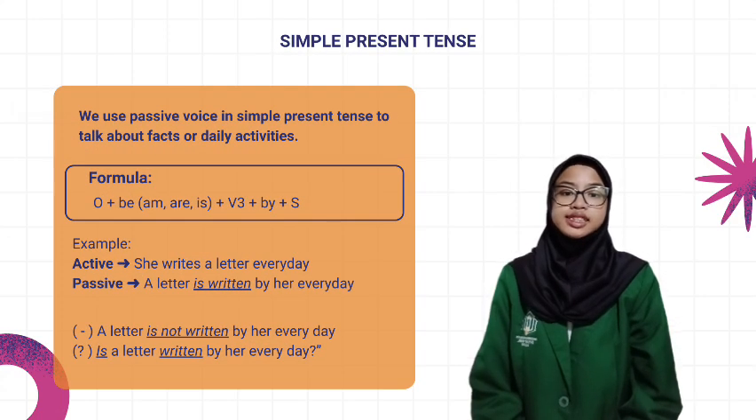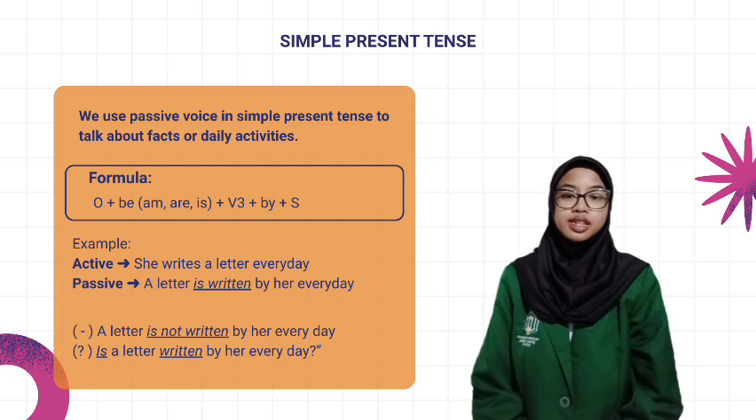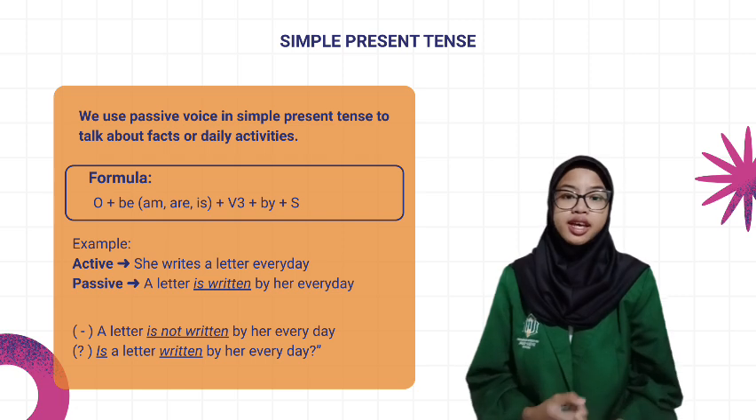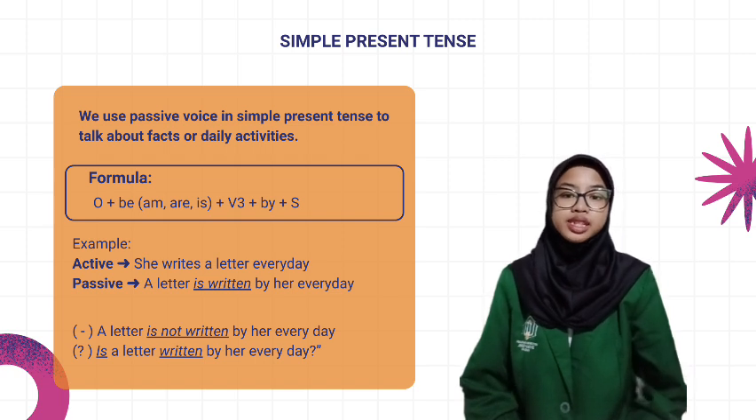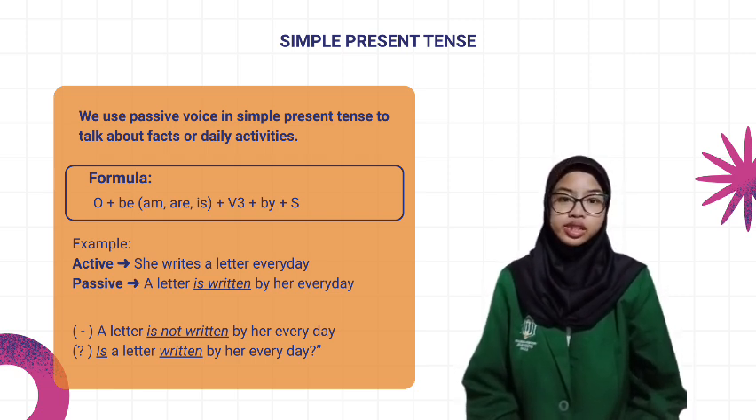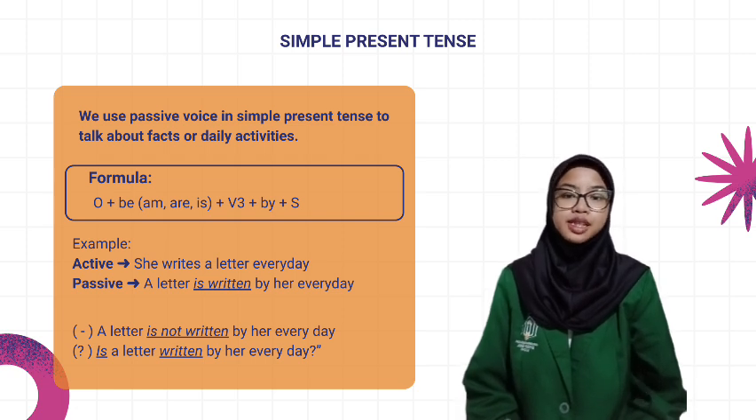First, let's learn simple present passive. For function, we use simple present to talk about facts, habits, routines, and general truths. Jadi, simple present digunakan untuk fakta dan kebiasaan. The formula, object plus to be (is, am, are) plus verb 3 plus by plus subject.